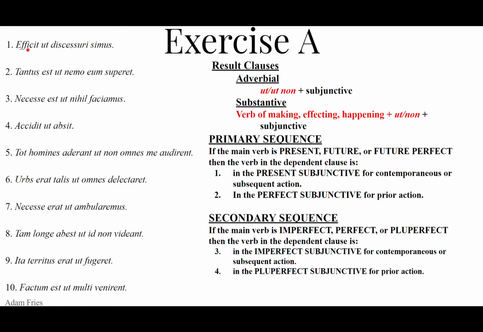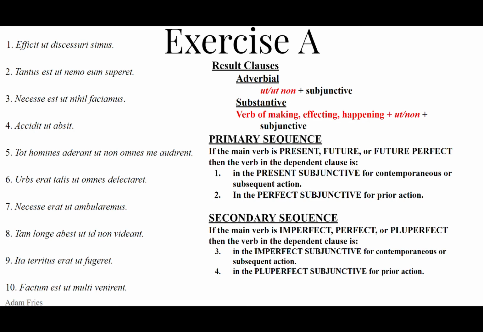So present active indicative, efficit, third person singular. He causes it, primary sequence. This is a contemporaneous or subsequent action. We have the present tense of sum, but here it's working with a present active participle. So it's like an active periphrastic. We are about to leave.